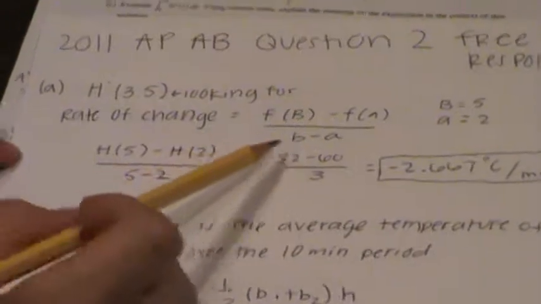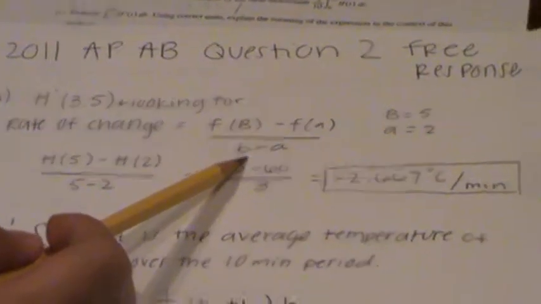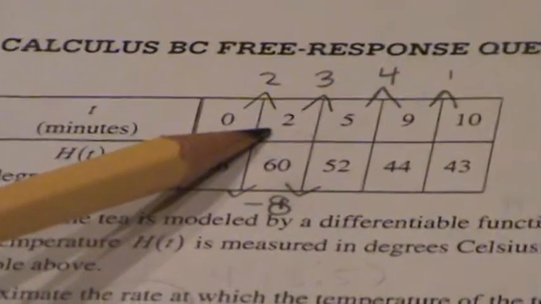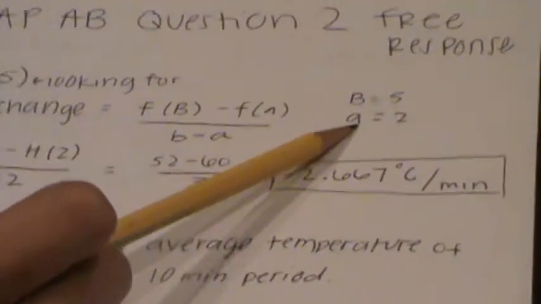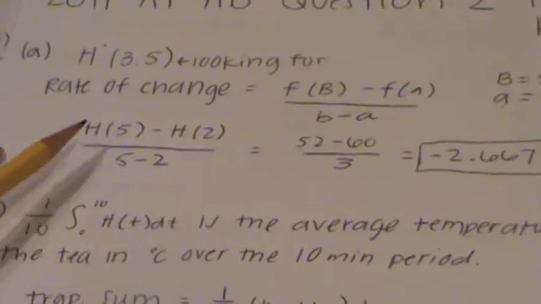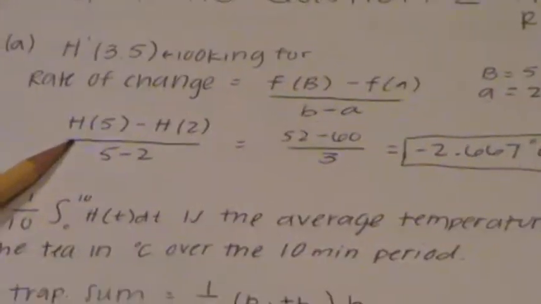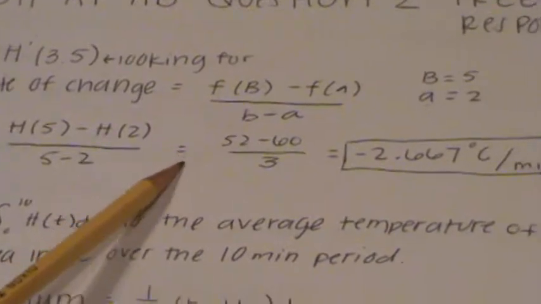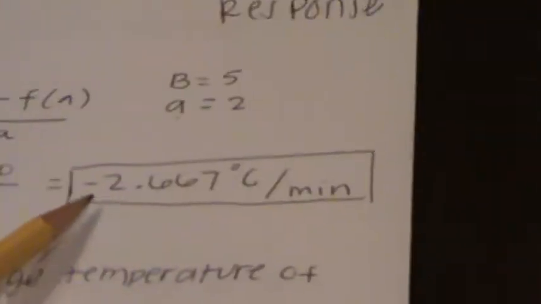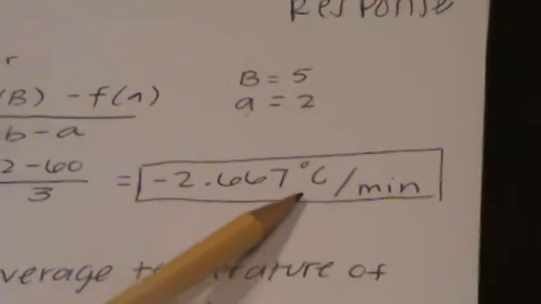The rate of change equation is F of b minus F of a over b minus a. In this case, we look at the table at 5 and 2 because those are the two values which 3.5 falls between. So b equals 5 and a equals 2. You plug it into the rate of change equation, H of 5 minus H of 2 over 5 minus 2. That simplifies by looking at the chart. You find 52 minus 60 over 3, which equals negative 2.667 degrees Celsius per minute.